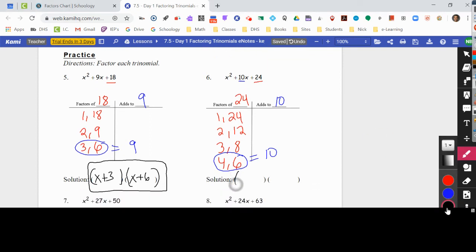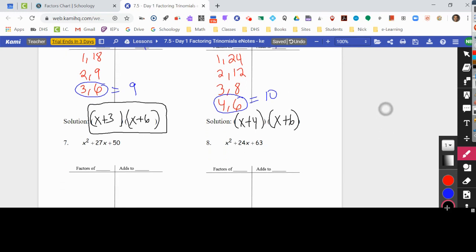So now I can say it's going to be x plus 4 times x plus 6. And the order doesn't matter. I could write x plus 6 times x plus 4. That part doesn't matter, but it just has to be a positive 4 with a positive 6.